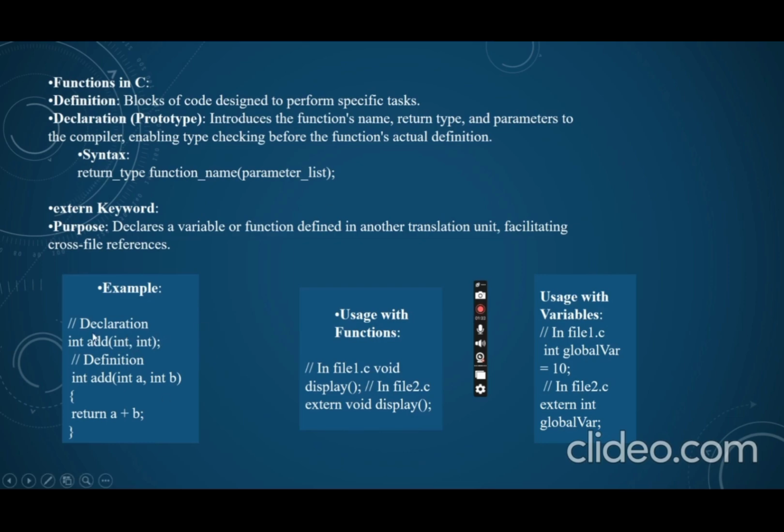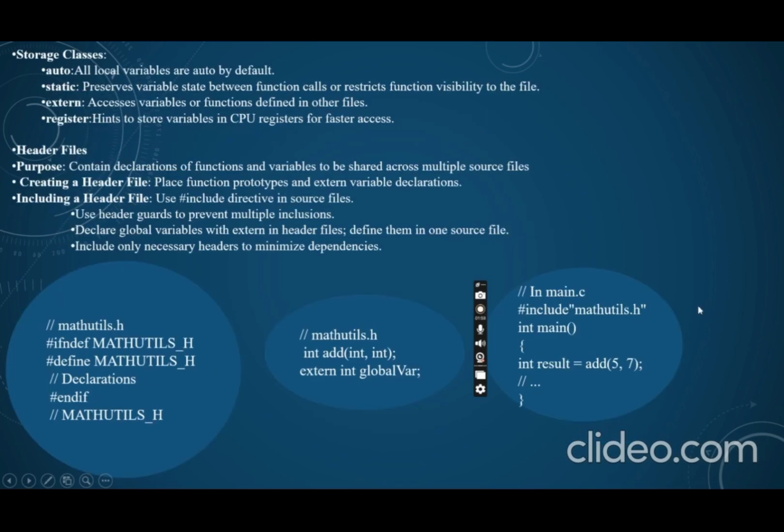Here, the declaration part: how to declare the variable, and how to define the variable, and how to use the function and include it in the file. Also, we have declared variables here using the extern keyword. The next slide. Okay, we also learned about storage classes. Like we have used auto, static, extern, these types of keywords in this project. Auto is the default; static preserves its variable state between function calls and restricts function visibility to the file. Extern accesses variables or functions defined in other files.